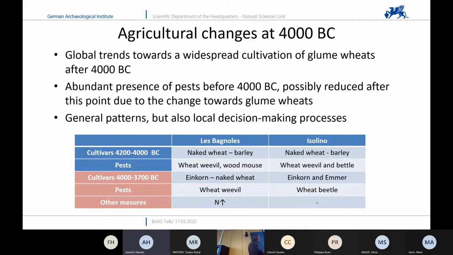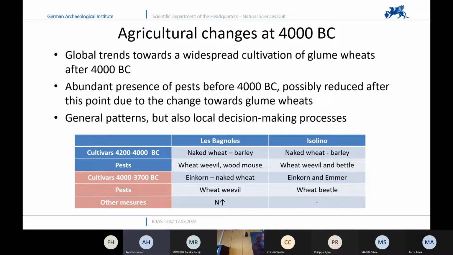In Isolino, they seem to get rid of it, or that's what our data is showing, but still some of the wheat beetle, or the grain beetle, remained. And we observed increased nitrogen values for naked wheat at Les Bagnoles that we do not observe at Isolino, where they seem to put lower emphasis on naked wheat over time.